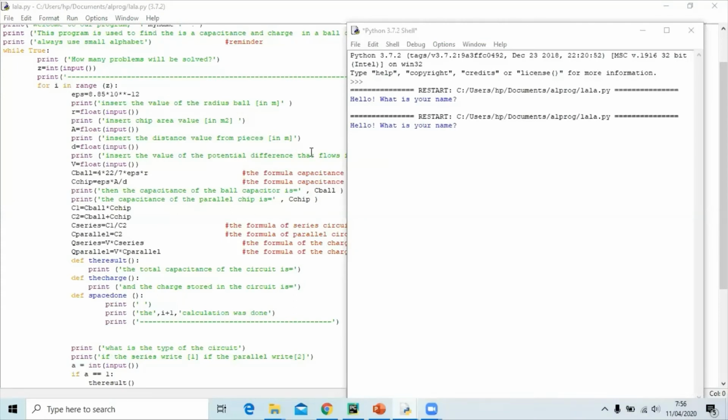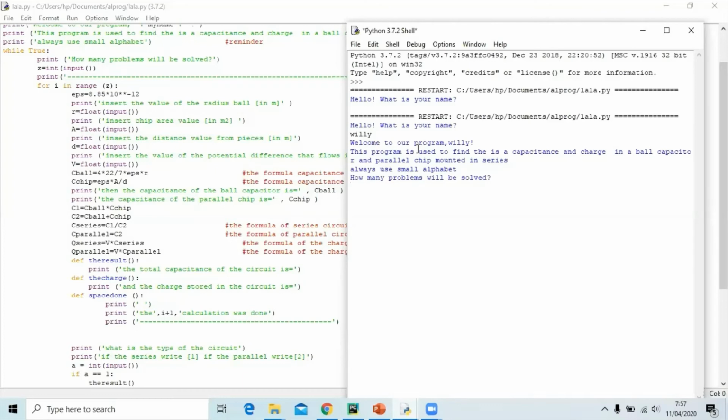And let's rerun the program. And the first output here is, hello, what is your name? I will put Willie. Welcome to our program, Willie. This program is used to find the capacitance and charge in bulk capacitor and parallel chip mounted in series. And this is the reminder of this program: always use small alphabet for reminder you to put any alphabet here.